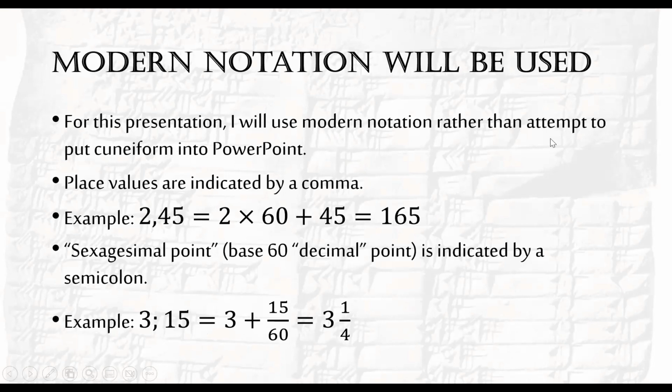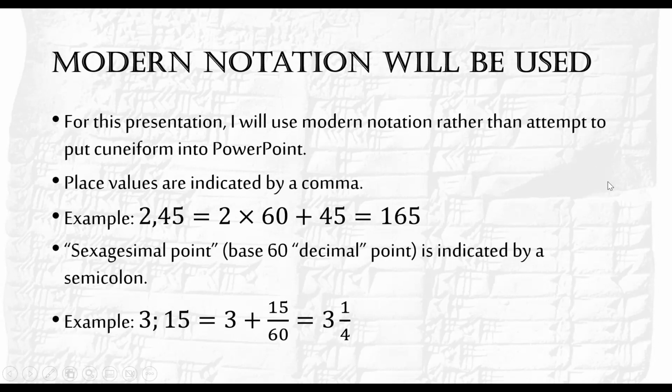We're going to use modern notation because PowerPoint doesn't do cuneiform. I could not find a font for that. So we're just going to use modern notation, which might be easier for you to work with anyway. And so when we do base 60 notation with our modern numerals, we indicate place values by a comma. We separate them by a comma. So if we see 2 comma 45, that's 2 60s plus 45.